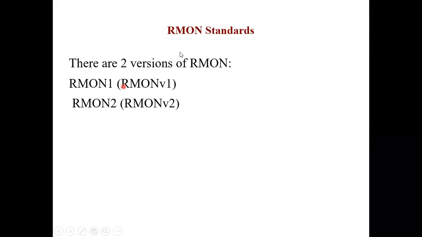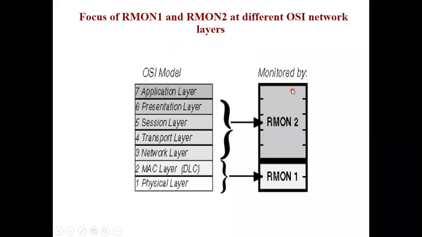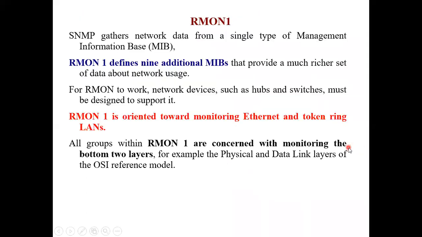So there are two versions, RMON version 1 and RMON version 2. Here RMON version 1 and 2 are working. This is my physical OSI layer. So RMON 1 is implemented at the first two lower layers, and RMON 2 is implemented at the higher layers. Okay, so no need to prepare much. Okay, so RMON 1, only 2 slides, second last slide.